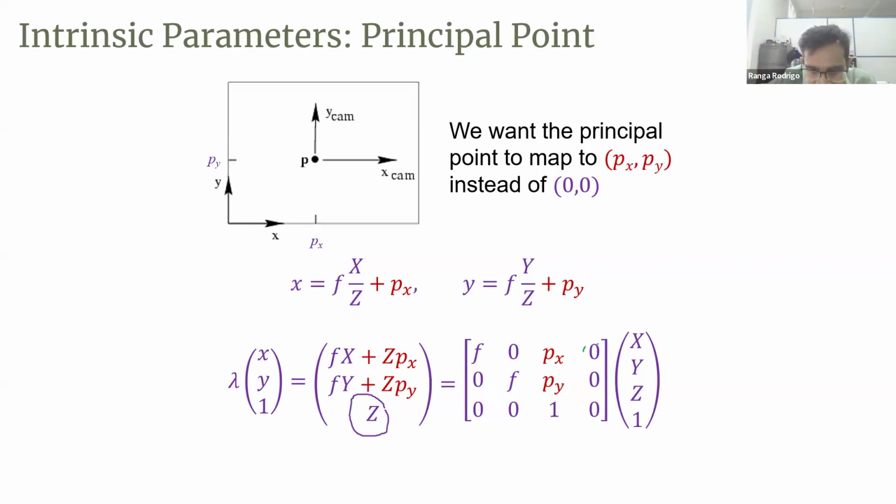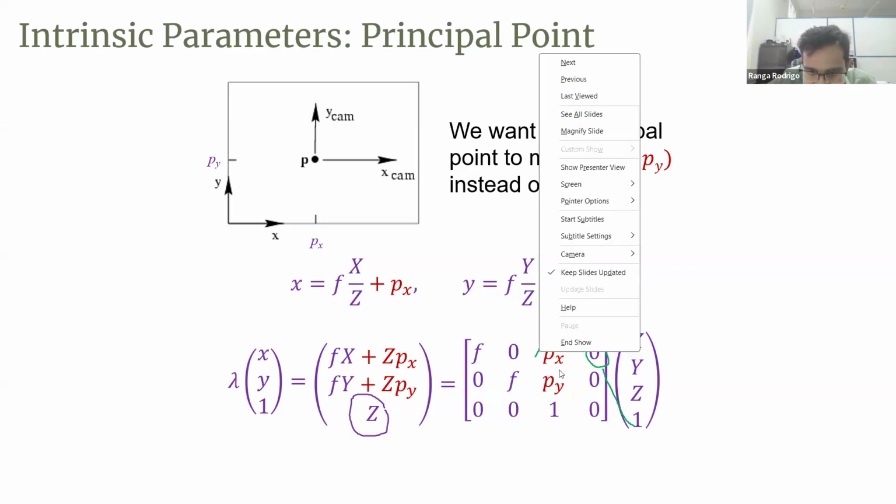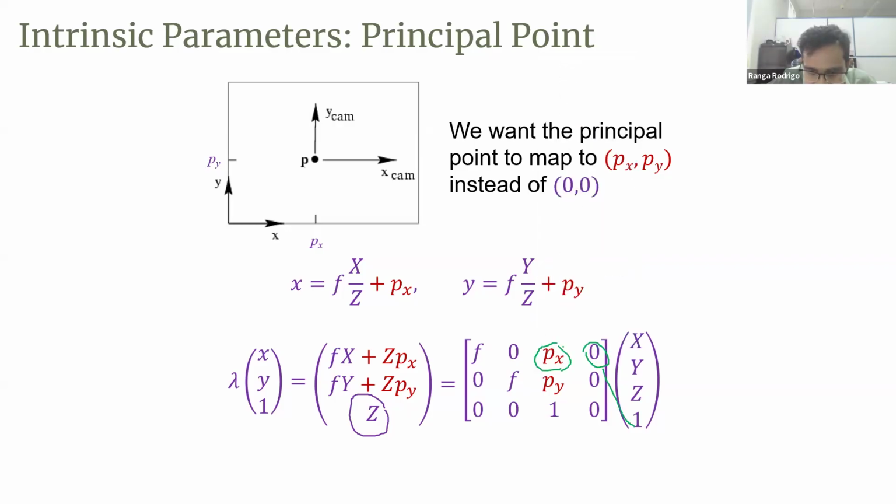As you know, this 0 multiplies this 1. This px multiplies z. This 0 multiplies x. This f multiplies x, sorry. So you can say fx plus zpx is what you get from here. This is fine, because when we divide that by z, we get the equation at the top. Similarly for the y coordinates, and last one is z.